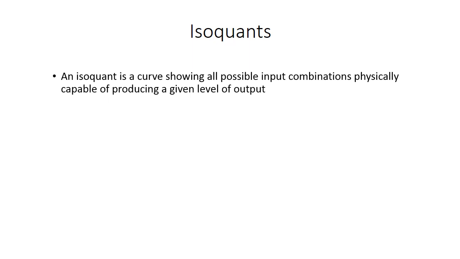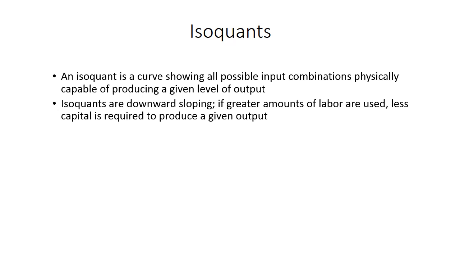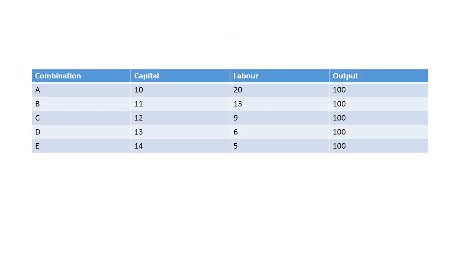An isoquant is a curve showing all possible input combinations which keep the producer at the same level of output. So you will have combination A, combination B, combination C of, let us say, labor and capital, with which the producer will be producing the same level of output. Isoquants, like indifference curves, are downward sloping. If we use more labor, less capital is required, and vice versa, for a given level of output.